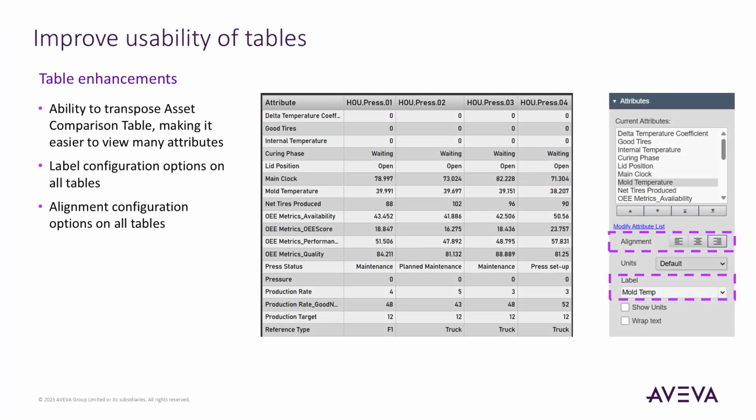In Pi Vision 2025, tables have gotten several improvements for greater usability. The asset comparison table can be transposed to make it easier to see assets with a large number of attributes. Tables have new configuration options for label and alignment, which gives the user more control over table formatting.